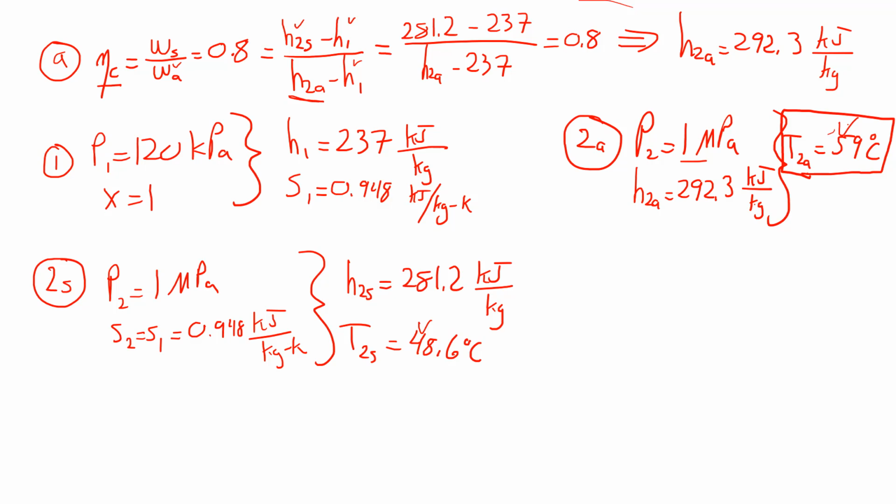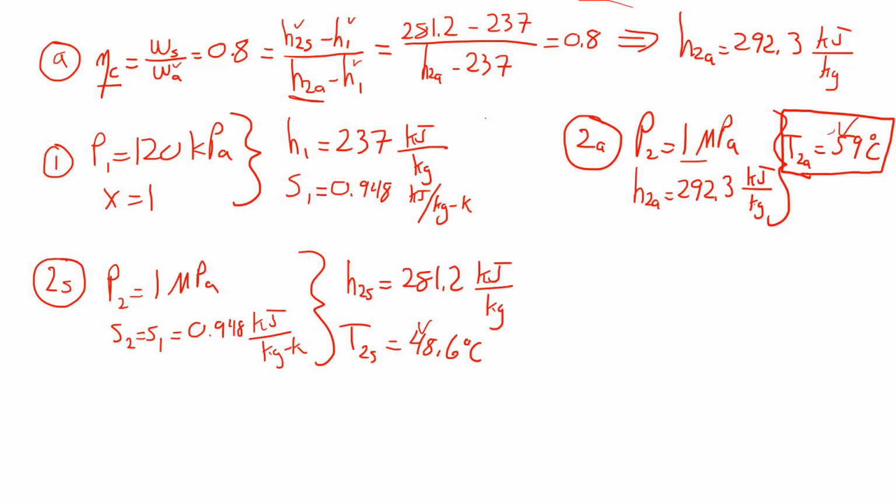But the actual work going in is much higher than the isentropic work to get the same pressure. So for the actual process, I'm still increasing the pressure from 120 kilopascals to 1 megapascal. But because of putting in more work to overcome the inefficiencies, the temperature coming out is higher.